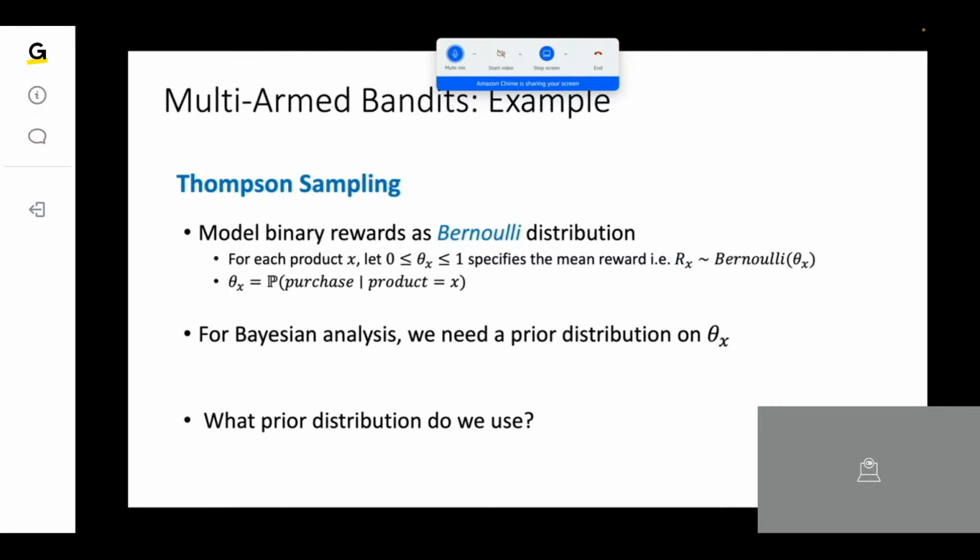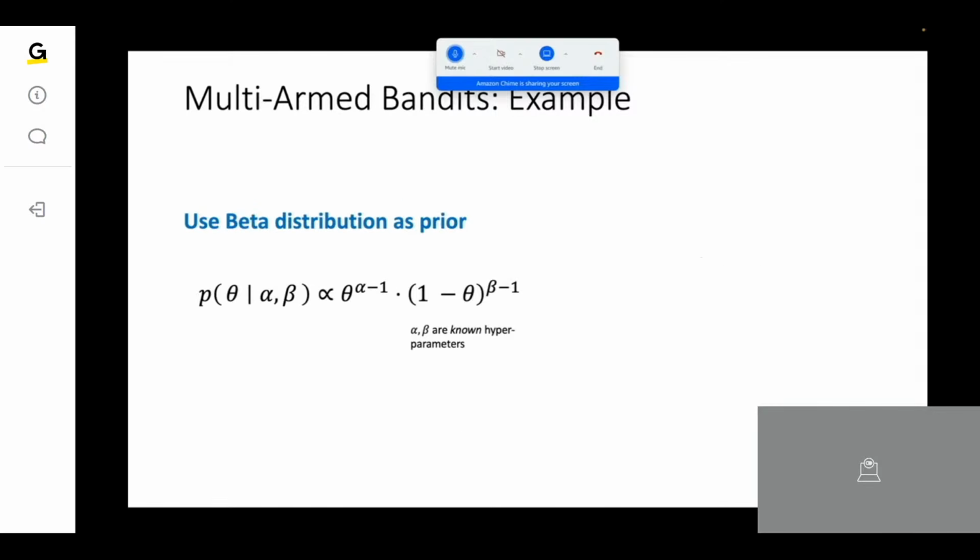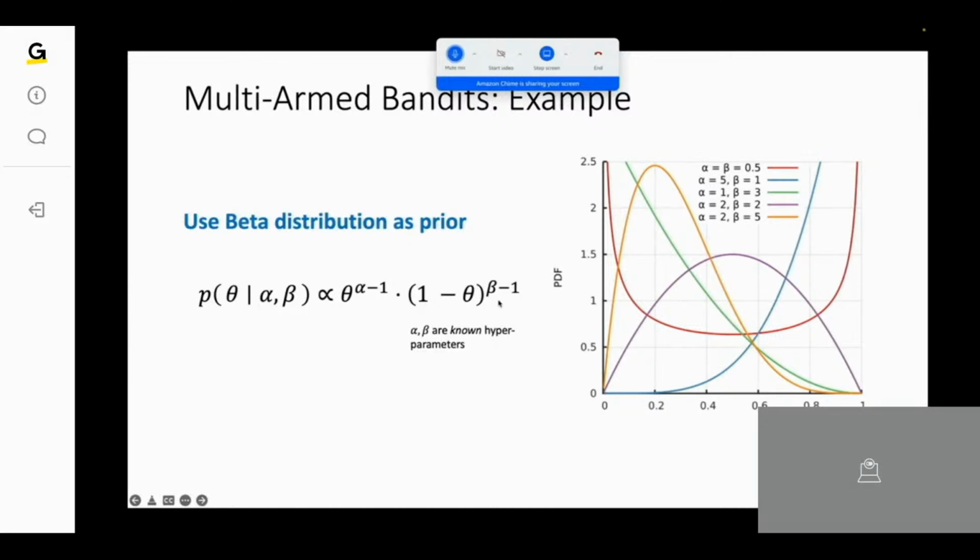When the coin turns up with head, we assume that the customer will purchase the product. Okay. Now, for Bayesian analysis, we would need a prior distribution on this parameter. So what sort of prior distribution do we use here? As it turns out, we would use a beta distribution as prior. It has this form, by the way. It has a term theta and 1 minus theta with some hyperparameters, alpha and beta. And depending on the values of alpha and beta, you can have different shapes of the beta distribution.